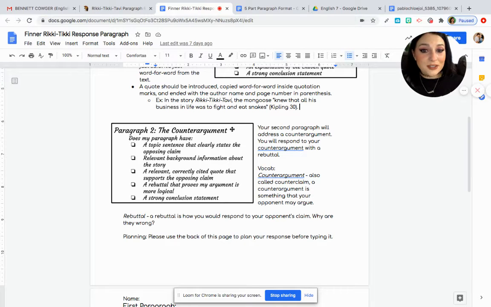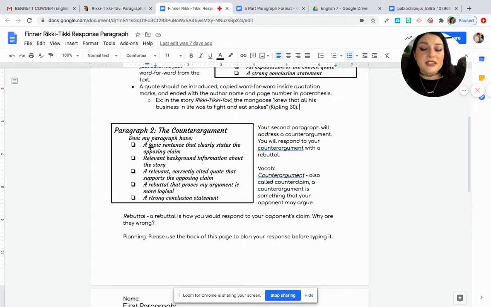Paragraph 2 is a little different because we're going to be looking at something called a counter argument. You made an argument, you stated a claim: you said Rikki-Tiki-Tavi is a murderer, or you said he acted in self-defense. The counter argument is going to be the opposite of what you chose. So, for example, if you said Rikki-Tiki-Tavi is a murderer, then you're going to have to address what someone might say as a rebuttal, as a counter argument. What would someone say to prove you to be incorrect? That's what we're going to look at in this paragraph.